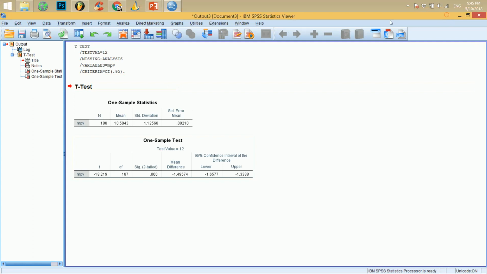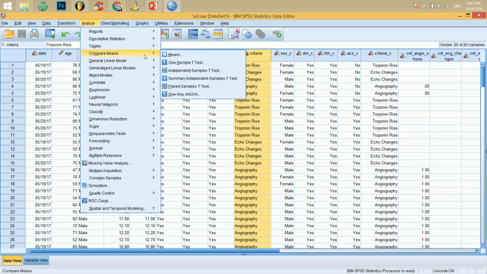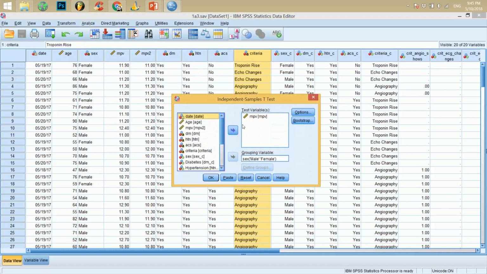Now let's run the other tests. The second thing that we'll be doing here is the independent samples t-test. Now for that to happen, you need to go again to compare means and choose independent samples t-test. And say for example, we want to compare whether MPV among males is different than among females, among all the patients coming in with chest pain in emergency. So what we do is that we choose MPV from this column and we put it here, mean platelet volume, and then we choose the other variable across which you will be comparing, gender in this case. So we want to compare between males and females. So in the grouping variable section, you have to put in the gender or whatever that you want to compare across.